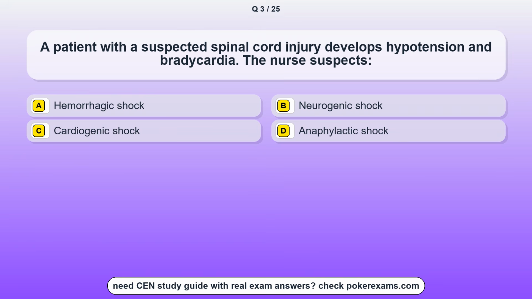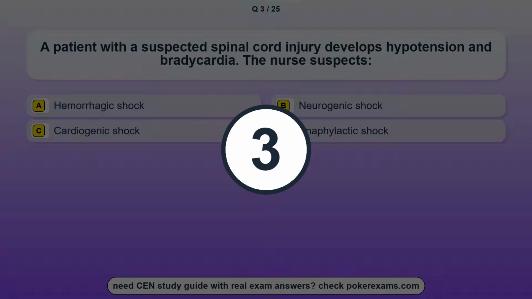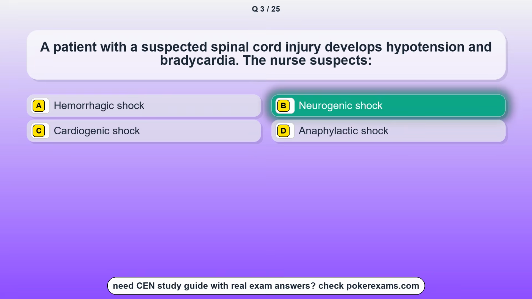Question 3. A patient with a suspected spinal cord injury develops hypotension and bradycardia. The nurse suspects: Option A. Hemorrhagic shock. Option B. Neurogenic shock. Option C. Cardiogenic shock. Option D. Anaphylactic shock. The correct answer is option B.